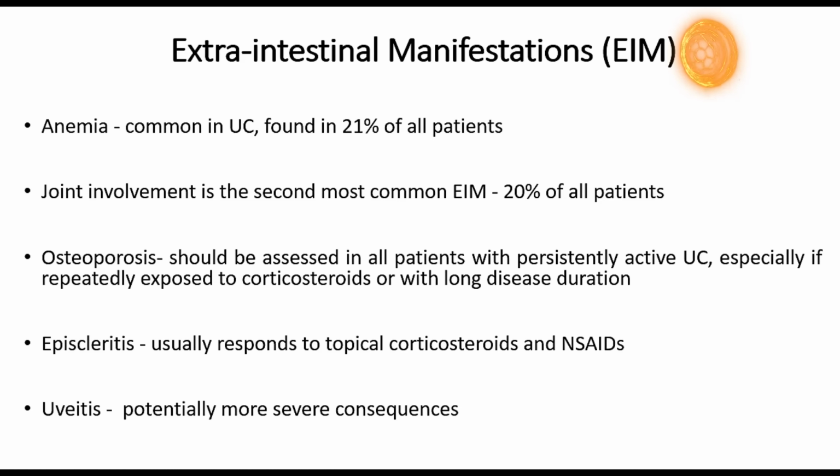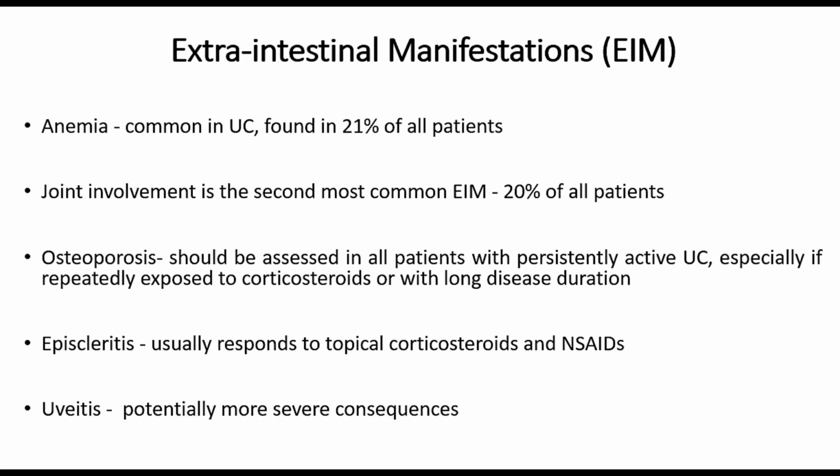What are the extra-intestinal manifestations of ulcerative colitis? Anemia is common in UC and found in 21% of all patients, and was also present in our case, which we have discussed. Joint involvement is the second most common extra-intestinal manifestation, in 20% of all patients. Osteoporosis should be assessed in all patients with persistently active UC, especially with repeated exposure to corticosteroids or long disease duration, and that, as I have already said, is the rationale for supplementing calcium and vitamin D3.